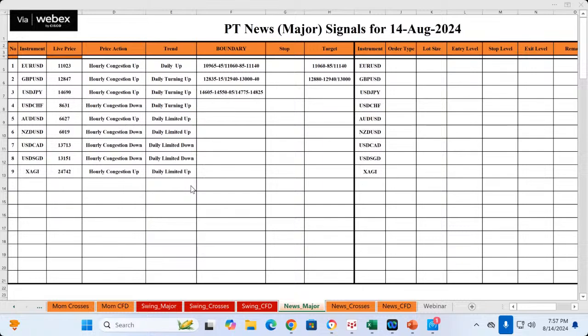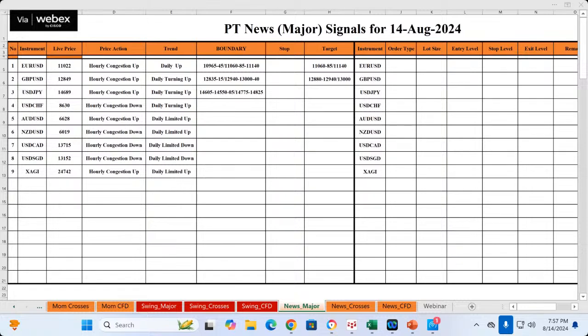Now, if the data is good, gold may be in a range, euro dollar may be in a range, pound may be in a range, dollar yen will be in a range, dollar Swiss will be in a range. And all the Aussie, New Zealand, dollar CAD and Sing dollar would start to weaken, that means turn down. But if the data is bad, these four plus these five plus gold are expected to break higher and move higher.